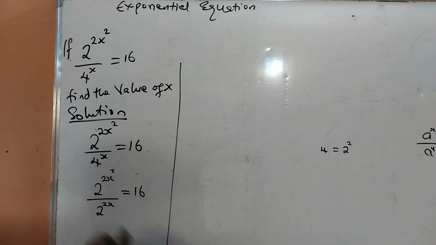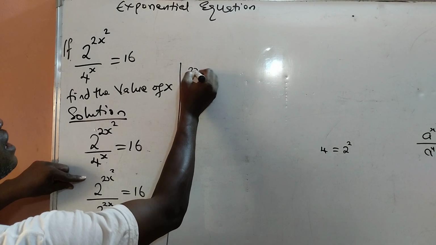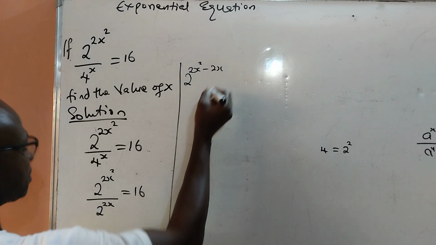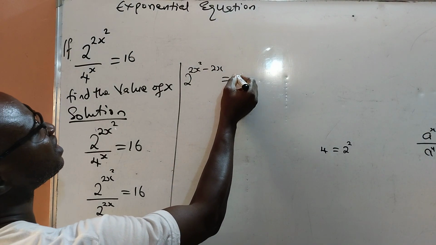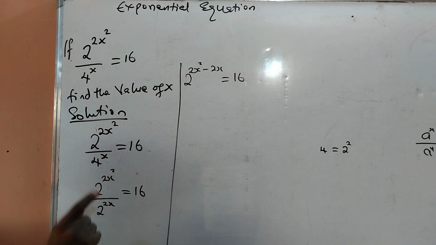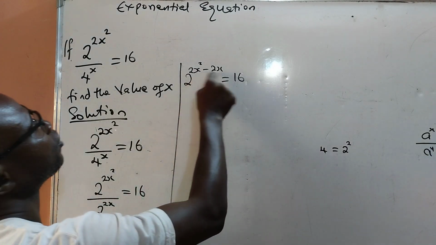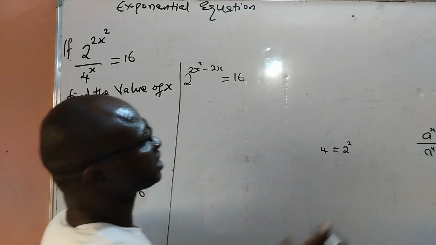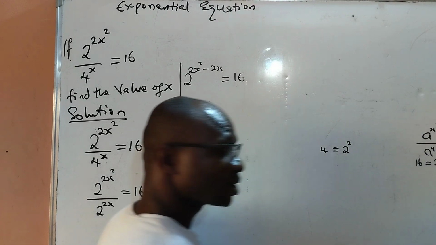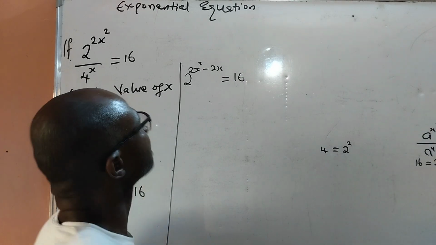Alright. So I will now have 2 raised to the power 2x² minus 2x is equal to 16. Okay, what I have done, since the bases are the same, I am now subtracting the power of the denominator from the power of the numerator. Alright, 16 can be written as 2 raised to the power 4. That means 2 multiplied by 2, multiplied by 2, multiplied by 2, 4 times.